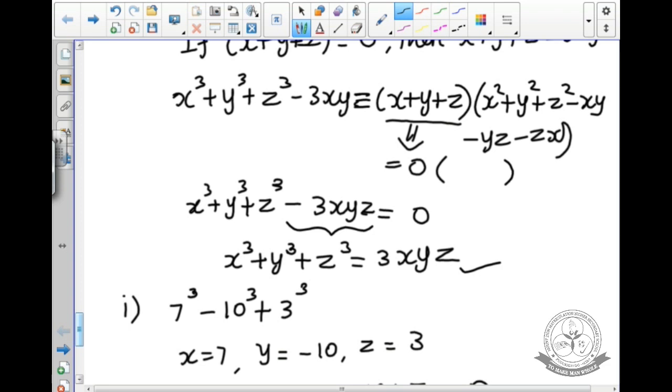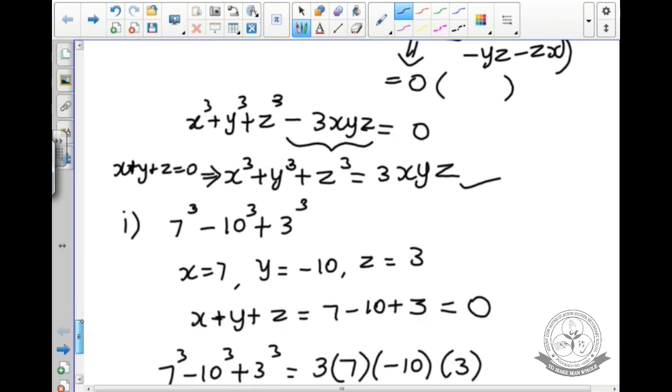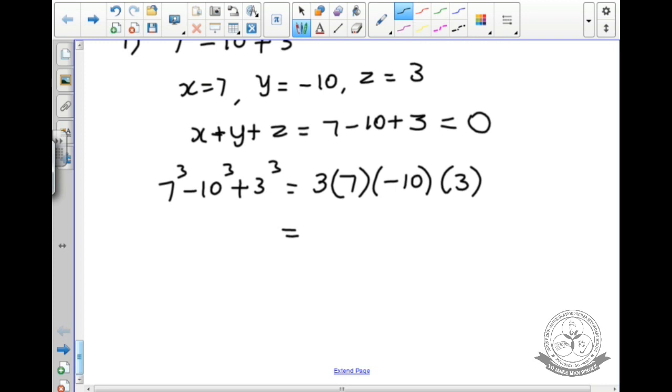We are using this identity. If x plus y plus z is equal to 0, we can use this identity. Already we checked x plus y plus z is equal to 0, so we can use this identity. So 3 into 7 into minus 10 into 3. If you multiply, 3 sevens are 21, 21 into 3 is 63, 63 into 10 is 630. So minus 630. If x plus y plus z is equal to 0 we can use the identity, otherwise we can't use.